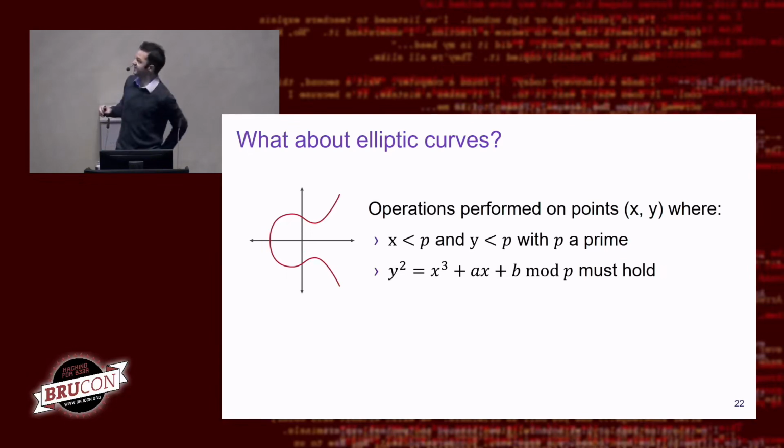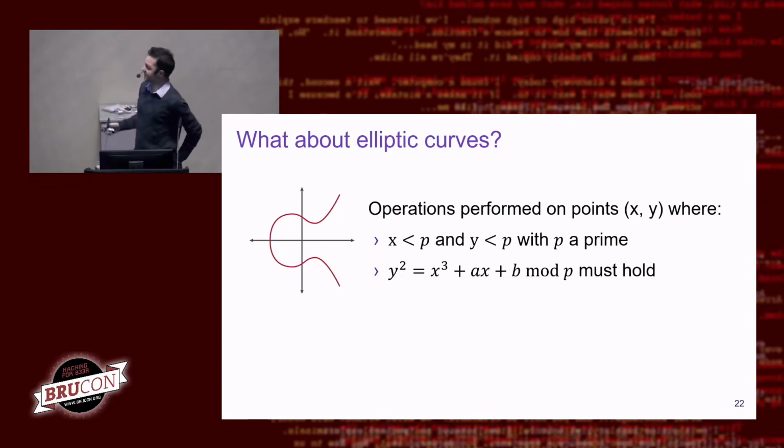Now, to understand this and to answer this question, let me give a 1-minute introduction to elliptic curves. Essentially, if we use elliptic curves, all operations are performed on a point x and y, and again, both the x and y coordinate need to be smaller than the prime that is being used. And the second condition is that x and y need to satisfy this equation here. And again, that's all we need to know. We're not going to use any more math other than this.